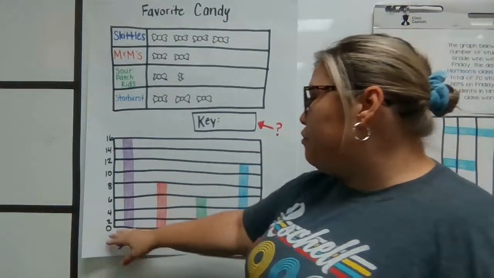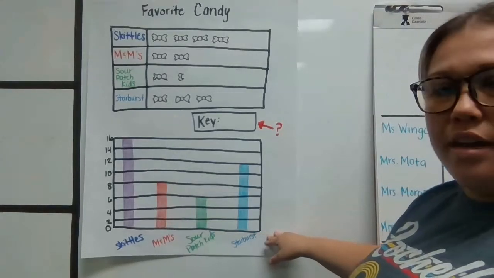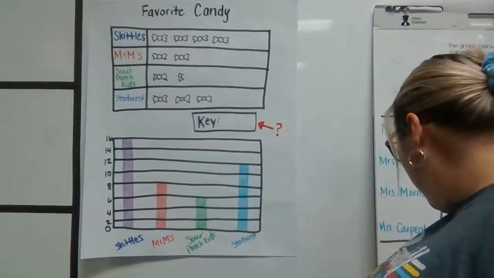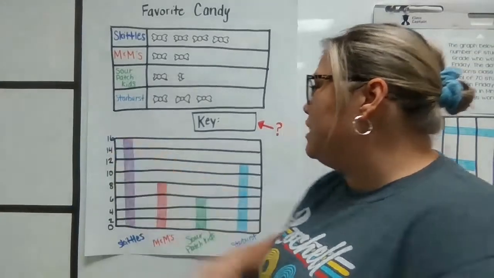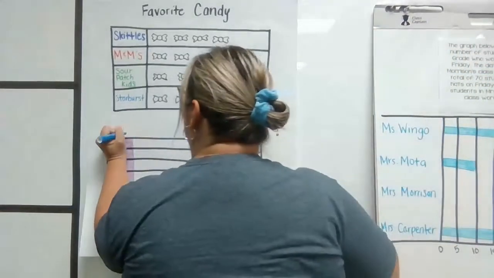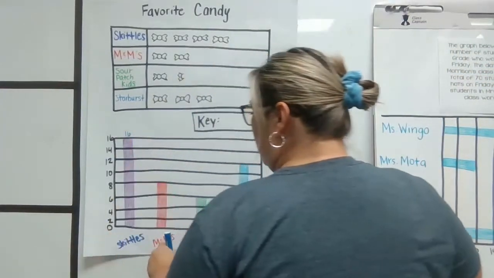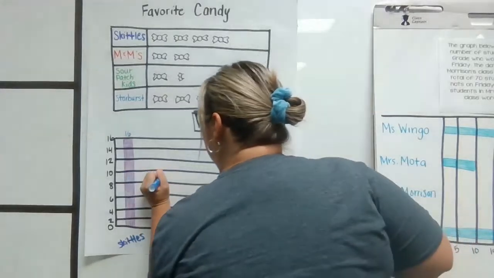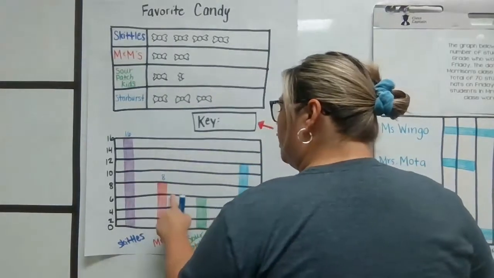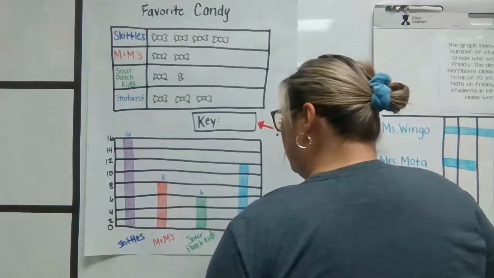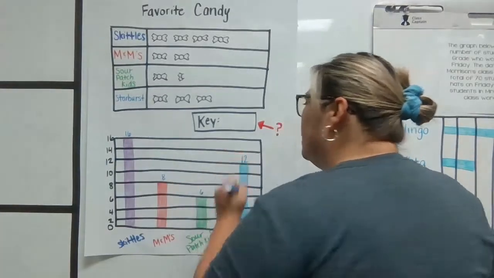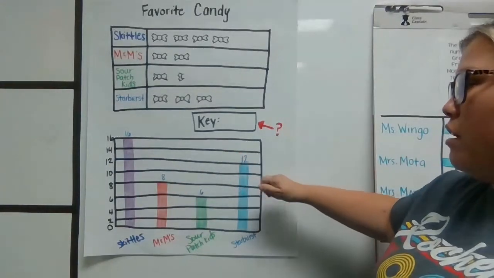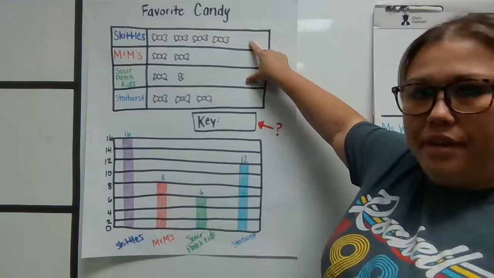And so if I went through and I labeled my pictograph, I could say that Skittles goes straight to 16. M&Ms goes to 8. Sour Patch Kids go to 6. And then Starburst go to 12. So I know my data in my bar graph.